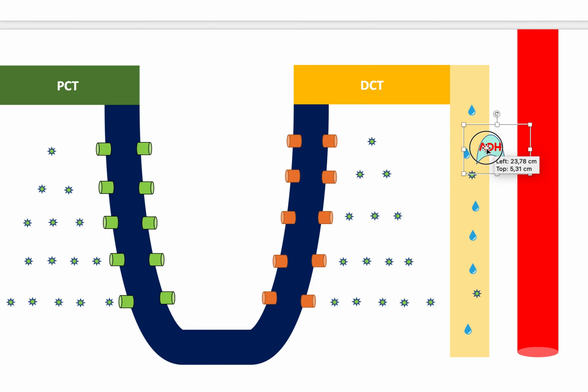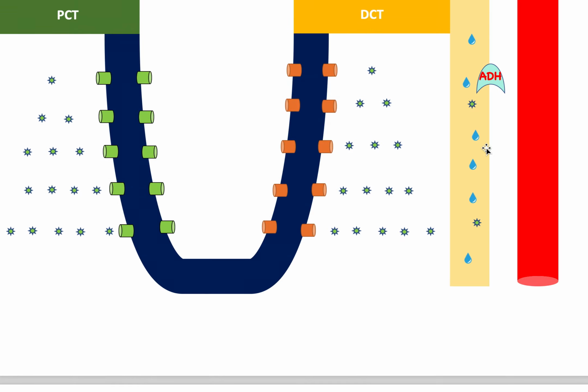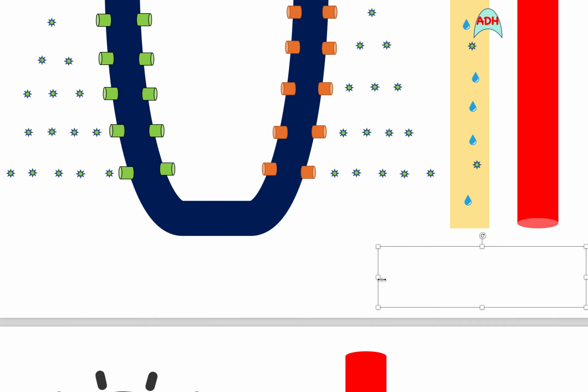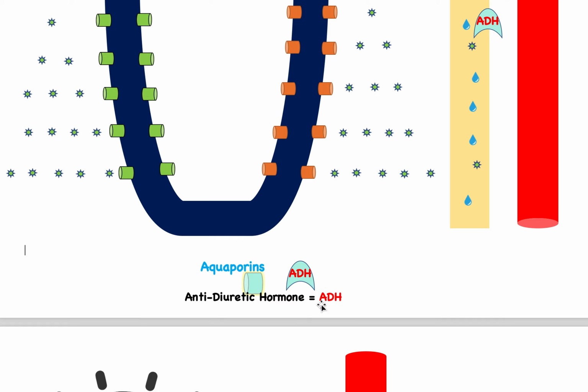and tell the cells to make a molecule called aquaporin, okay? So the more of this, the more aquaporins will be made. So what exactly is aquaporin? Aquaporin is this. Let me show you. So this molecule here represents aquaporins, okay? Aqua means water, porins is like a pipe, okay? So it's a pipe for water.